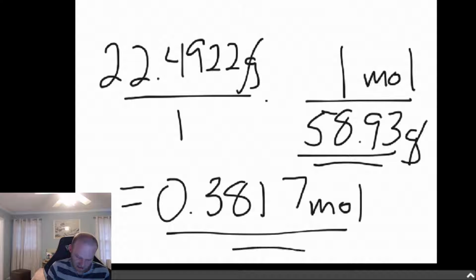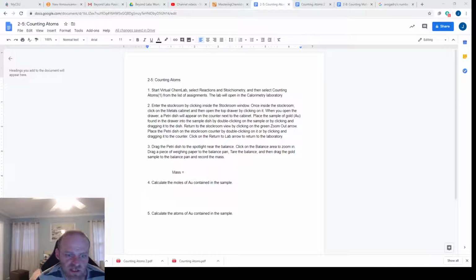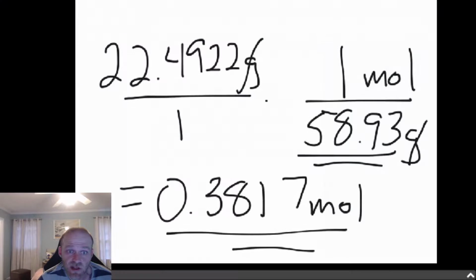So this will be the number of moles, and I would go to my worksheet, fill that in. Okay, I put the mass down, 22.4922. The moles we just calculated. Now for the atoms. The atoms is going to work like this. So I have a number of moles here. Let's move that to the next page. 0.3817.